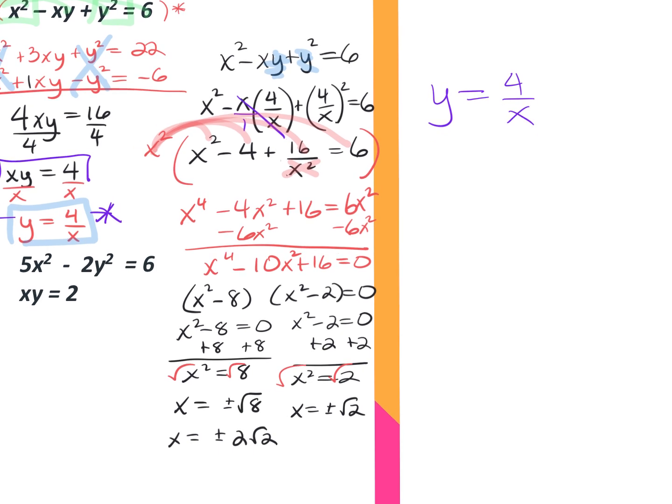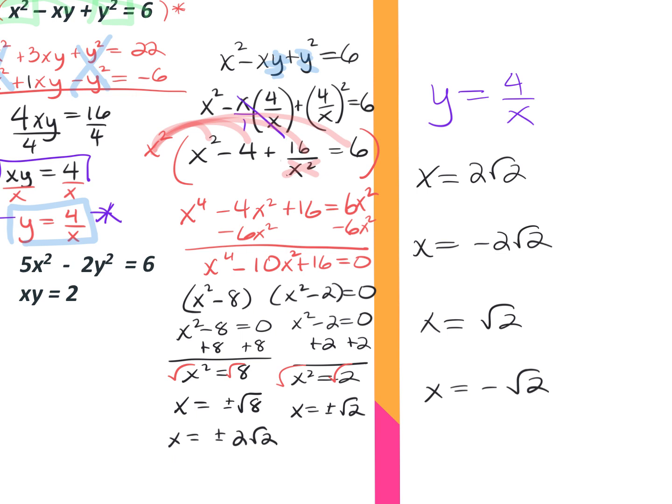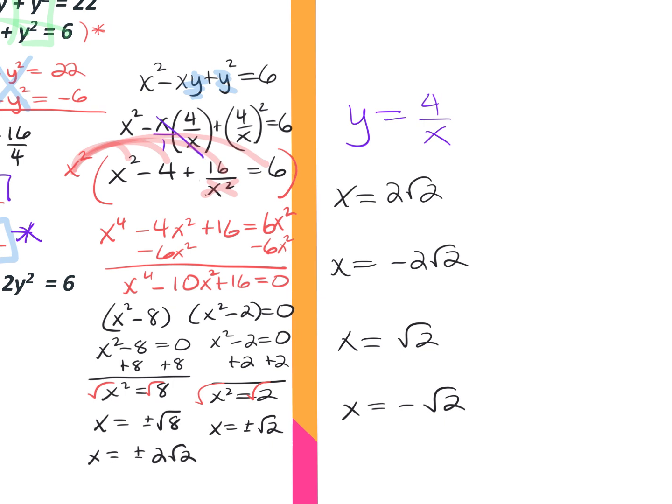Because what I need to do is first solve it for x equals positive 2 square root 2. I need to get a y value for negative 2 square root 2, and then one for positive square root 2 and then negative square root 2. So I'm going to plug these 4 x values into y equals 4 over x to get the y of my ordered pair.